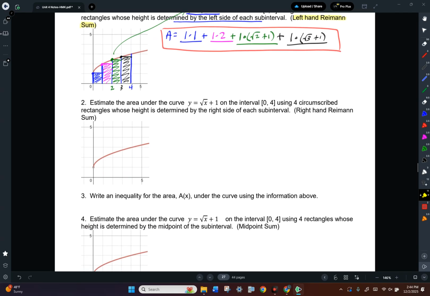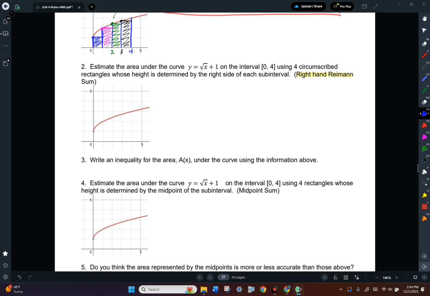Okay, well, look at number 2. What if we use the exact same curve, but this time we're going to do a right-hand Riemann sum? So in other words, the directions say I still want to go from 0 to 4. I still want 4 separate intervals.